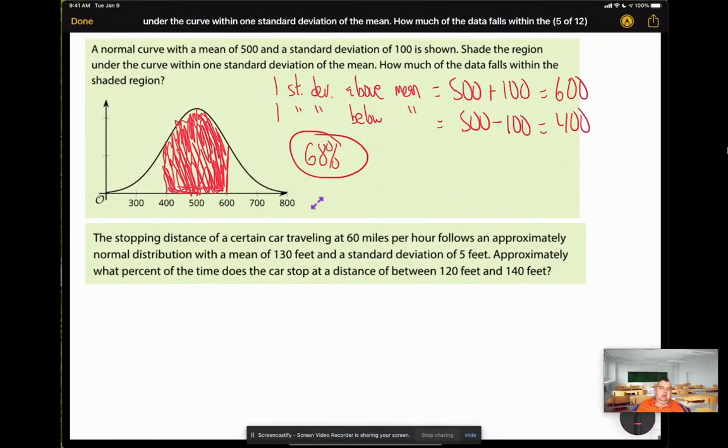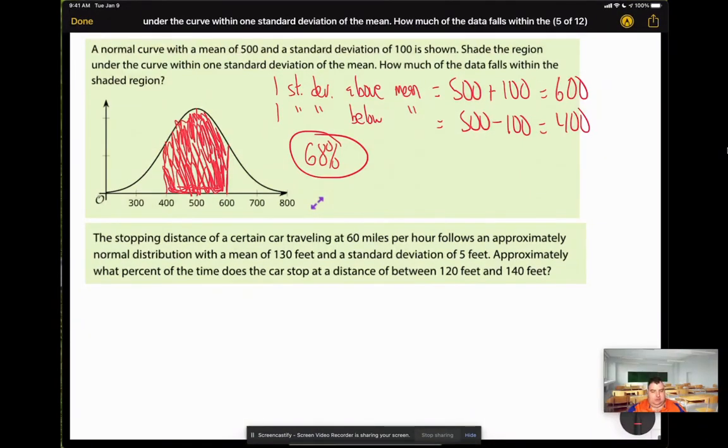One more example. The stopping distance of a certain car traveling at 60 miles per hour follows an approximately normal distribution with a mean of 130 feet and a standard deviation of 5 feet. Approximately what percent of the time does the car stop at a distance of between 120 and 140 feet?